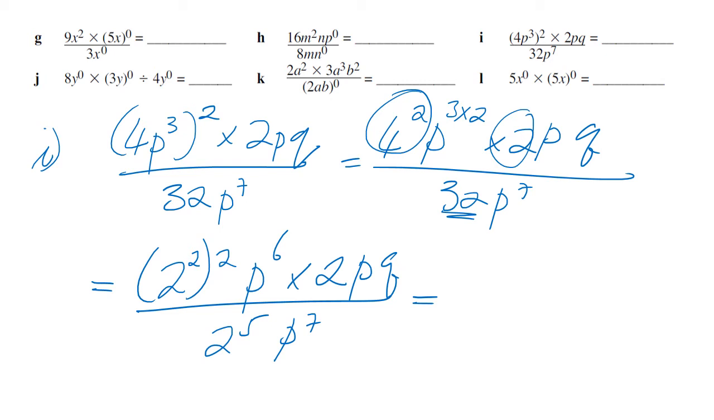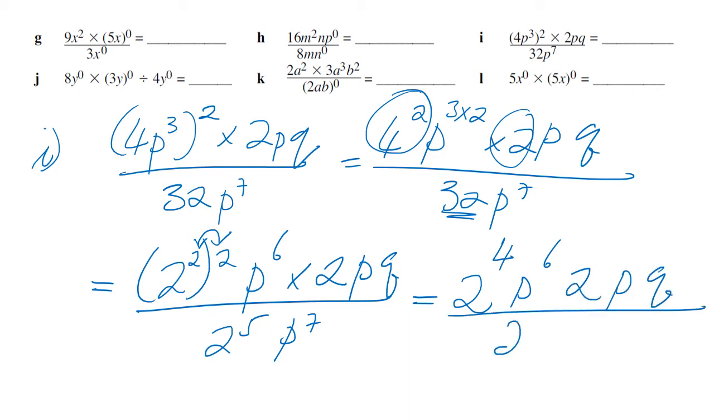So now I'm going to expand the brackets, right? 2 to the power of 2 is just 2 to the power of 2 times 2, which is just 4. Okay, and then I have p to the power of 6 times another 2, and then pq over 2 to the power of 5, p to the power of 7.